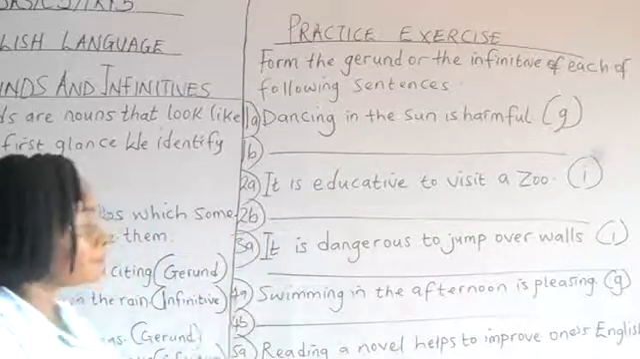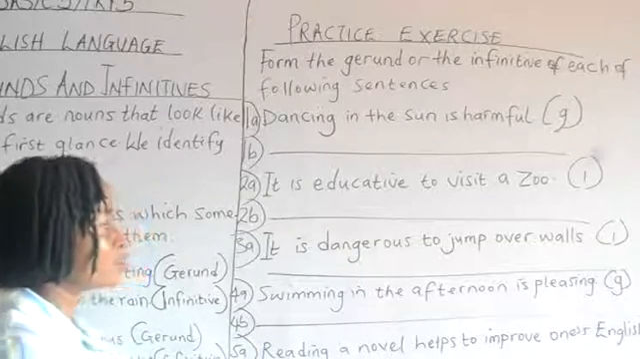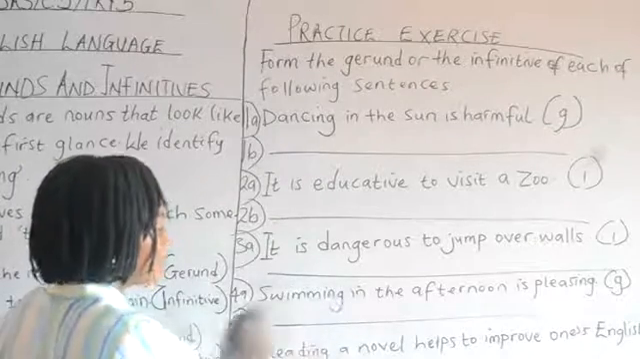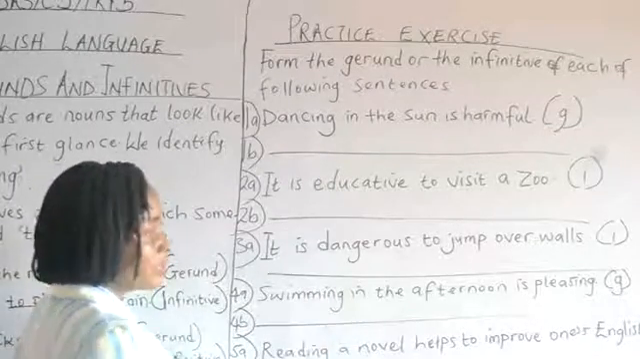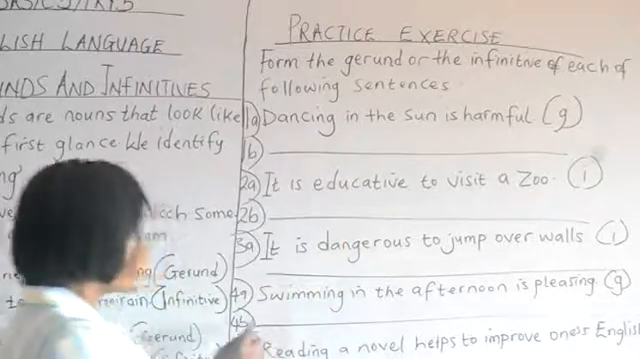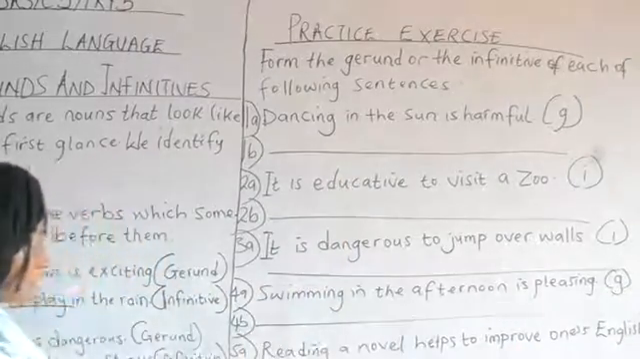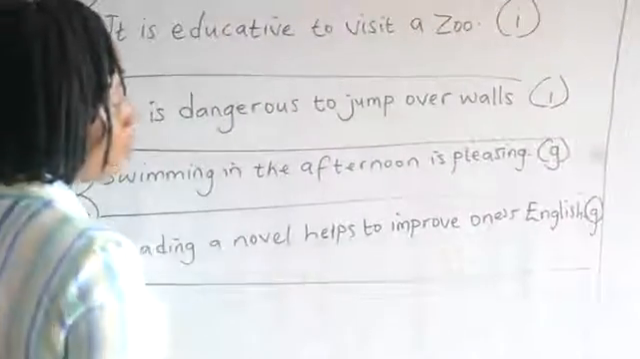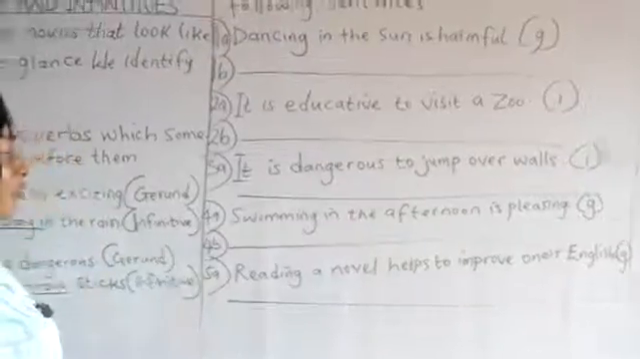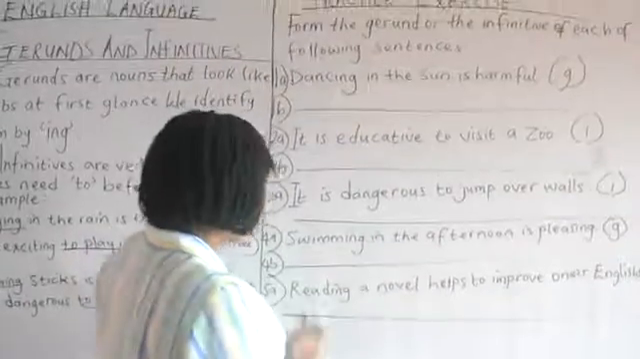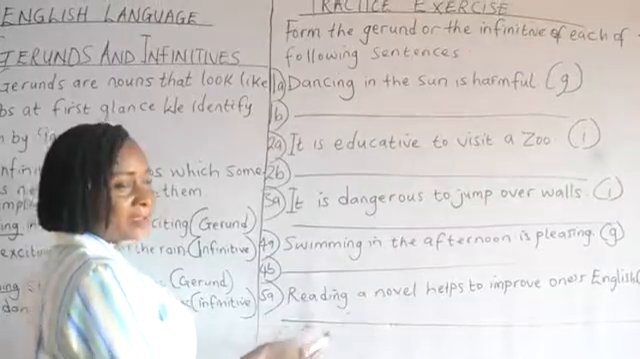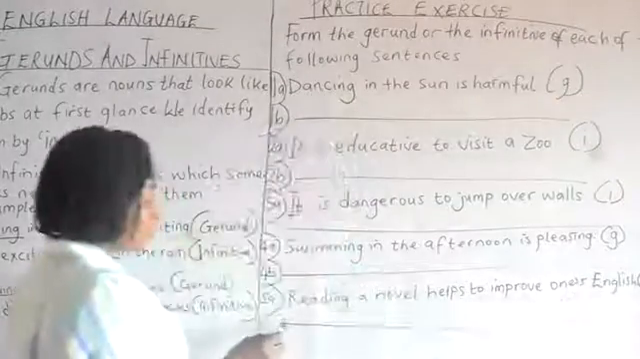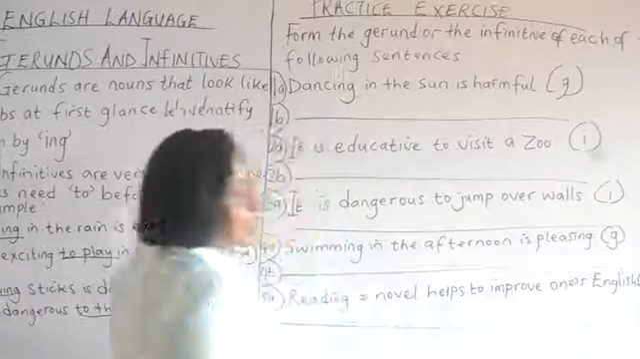Number 4a. Swimming in the afternoon is pleasing. Swimming has the word ing. That means this sentence is what? A G. It's a gerund. So you have to write the infinitive. Last but not least, reading a novel helps to improve one's English. Good, you have the word ing. That means this is a gerund. So you have to form your own infinitive sentence.